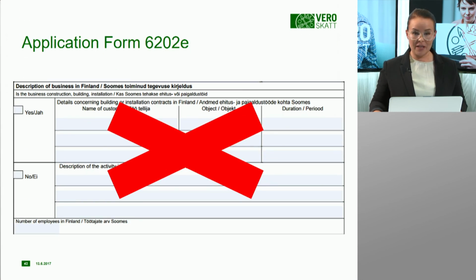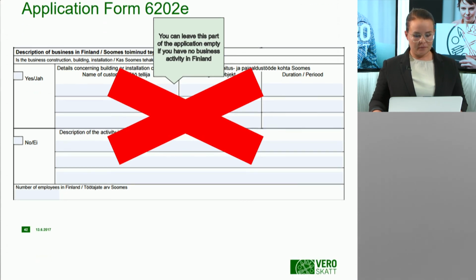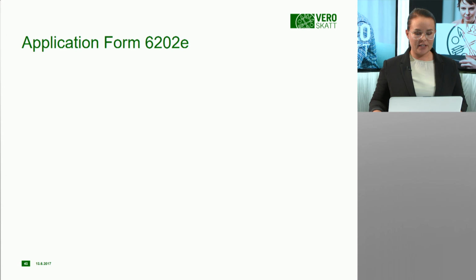And also, here is the part of the application form with the red cross on it. This same form is also used for business construction, building and installation, for example. So you can leave this part empty if you don't have business activity in Finland. And here's some more about the application form.